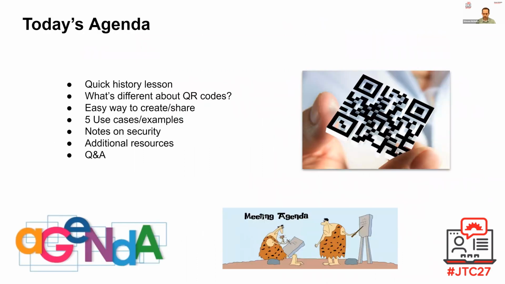Today's topic is going to be QR codes. This is a topic that we touched on briefly in a previous JTC. The feedback we received from that webinar was positive and asking for some more information on QR codes specifically. So today's agenda, we'll do a quick recap of what a QR code is, where they originated, how easy they are to use and to create. We'll give you some use case scenarios. We'll talk a little bit about security, and then provide some additional resources for QR codes, and then we'll have a Q&A for any of your questions afterwards.